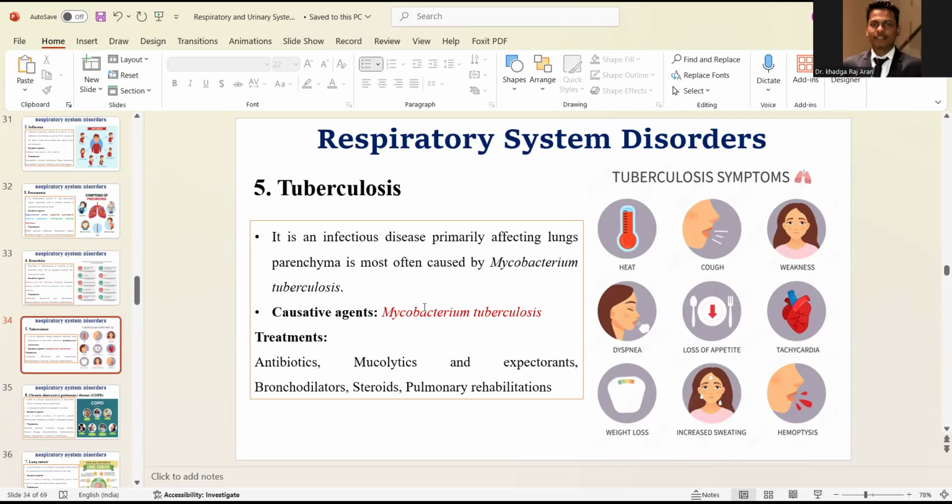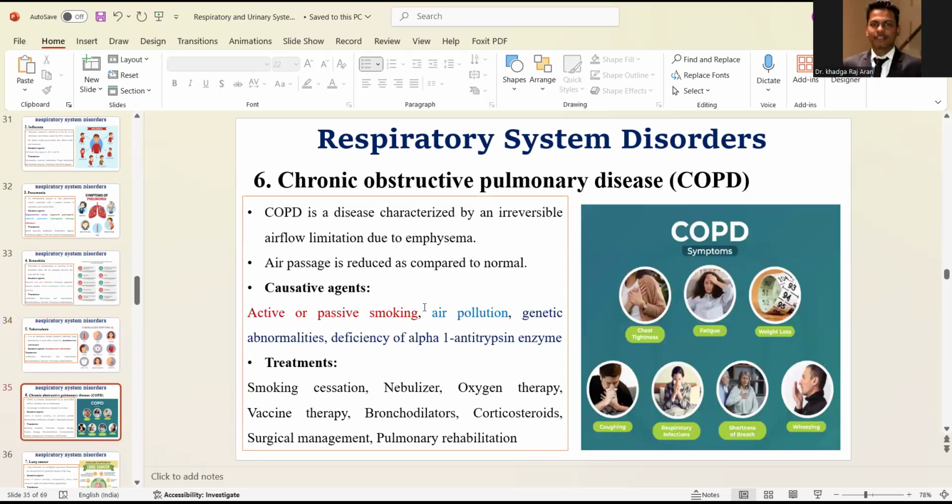It has various symptoms like cough, weakness, dyspnea, loss of appetite, palpitation, tachycardia, weight loss of the patient, and excessive sweating during the night time. These are the symptoms of tuberculosis. Tuberculosis can be treated by DOTS therapy, that is primary and secondary antibiotics, or we can also use some mucolytics or steroids for the treatment, and some antibiotics also.